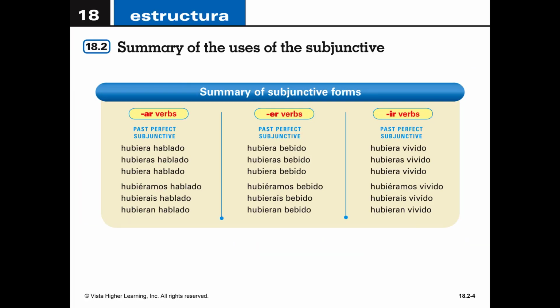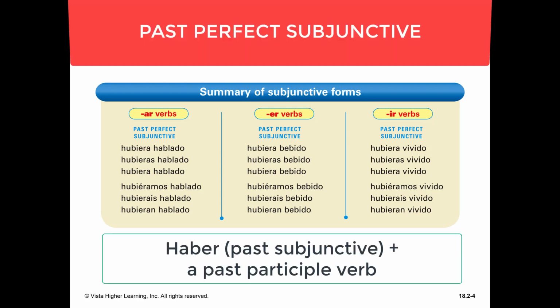Now let's go to the past perfect subjunctive, which is the one we just learned, pluscuamperfecto del subjuntivo. This one is put together by the past subjunctive of haber, that is hubiera, hubieras, hubiera, hubiéramos, hubierais, hubieran, and the past participle: hablado, bebido, vivido.